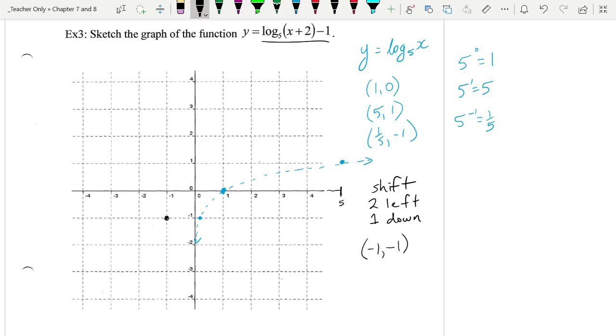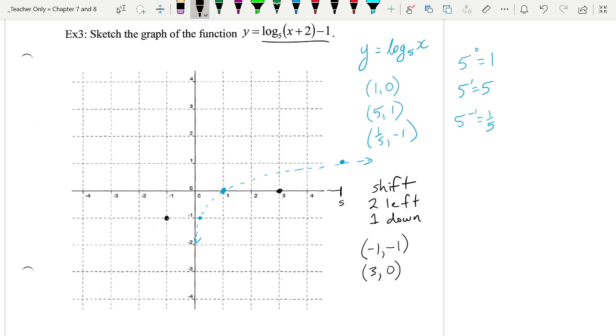And 5, 1, which was this point way over here, where does this guy end up? Well, if you shift him 2 to the left, 5 becomes 3. Right? And if you shift him 1 down, it becomes 3, 0. So 3 over, none up. So we hit there.